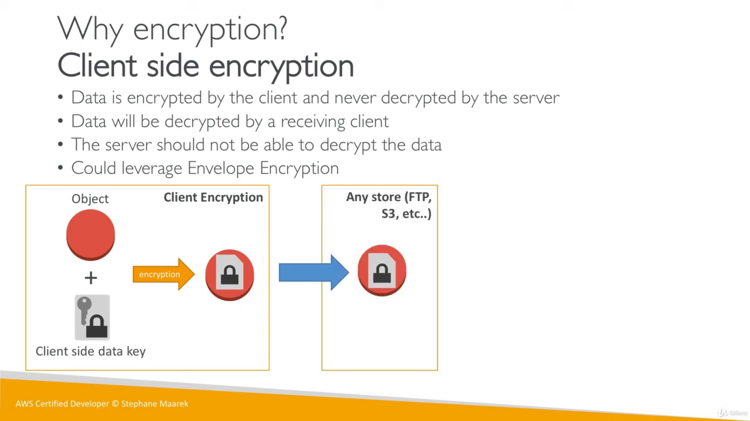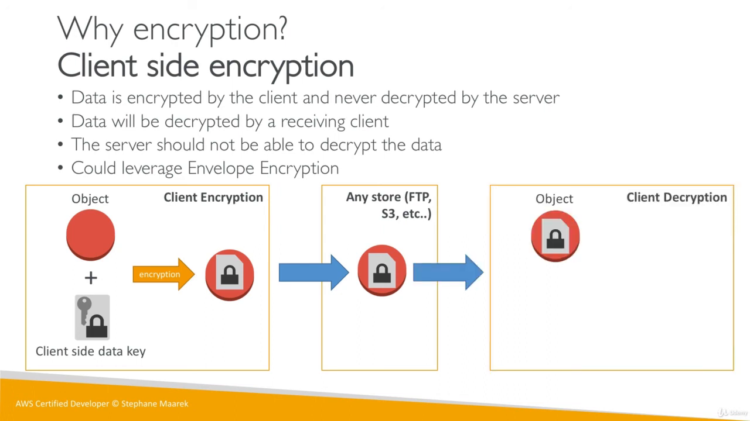Now we send that data to any store of data we want. Could be FTP, could be S3, could be whatever you want really. You put your data wherever you want in Amazon or somewhere else. And then when you receive it, your client will receive an encrypted object. And if it has access to the data key, if it can manage to retrieve the data key from somewhere, then it will be able to perform a decryption and get the decrypted object as a result.